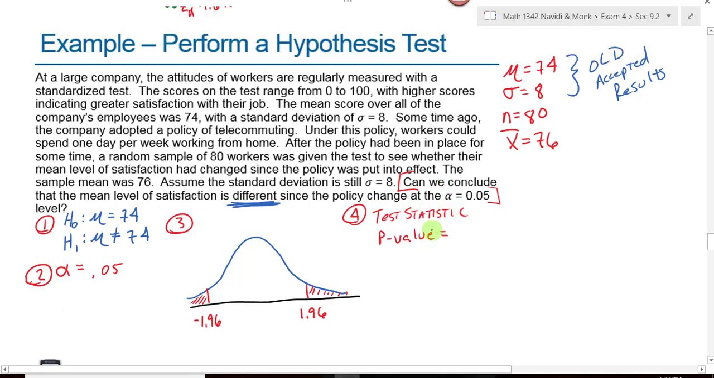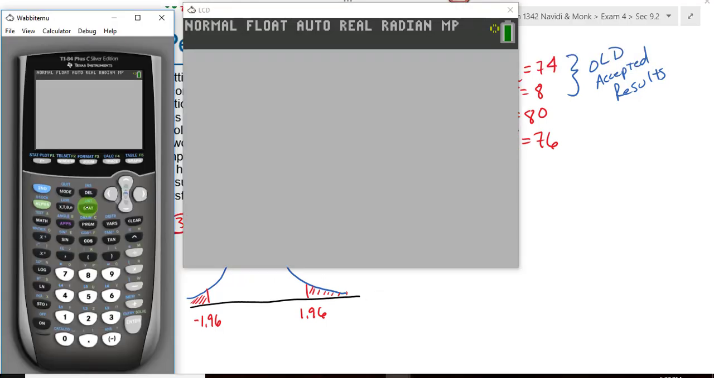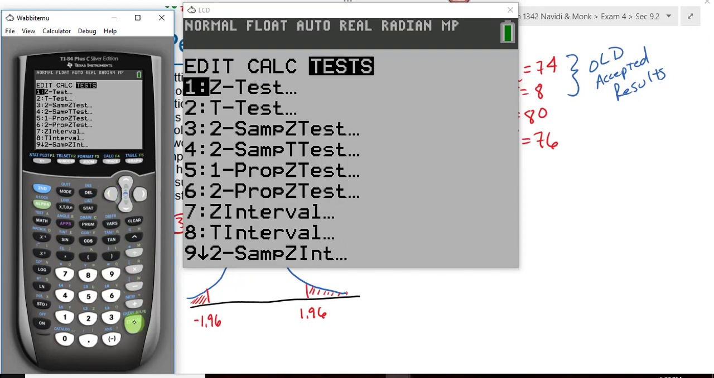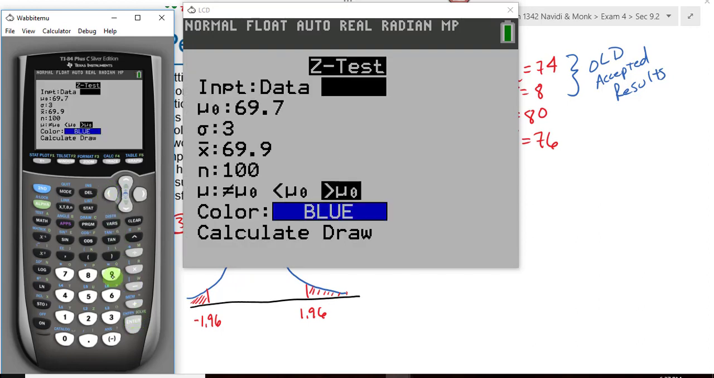And we have to go to the calculator at step 4. We're going to hit stat, tests, enter. We have the summary statistics. Our mean from our null hypothesis is 74. The standard deviation was 8. X bar was 76. Our sample size was 80. And this is now going to be a two-tailed test. Our alternative hypothesis is just not equal to.